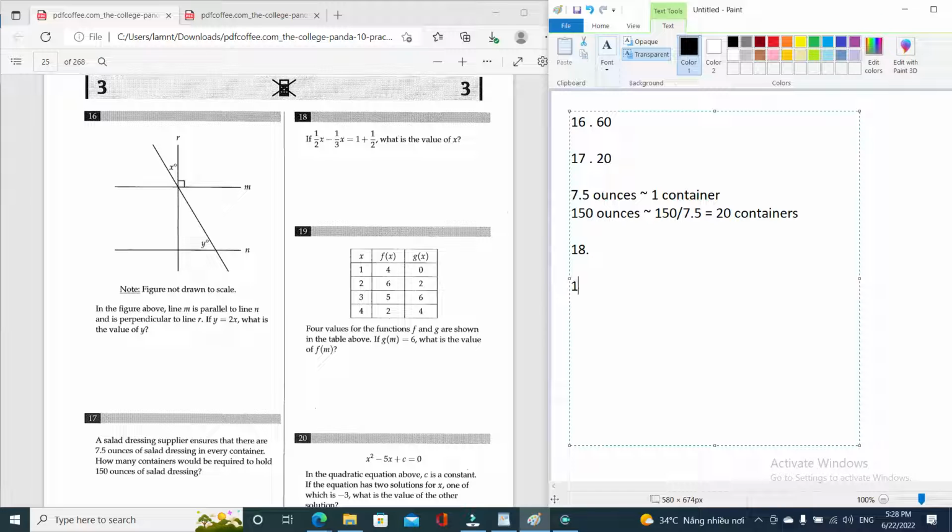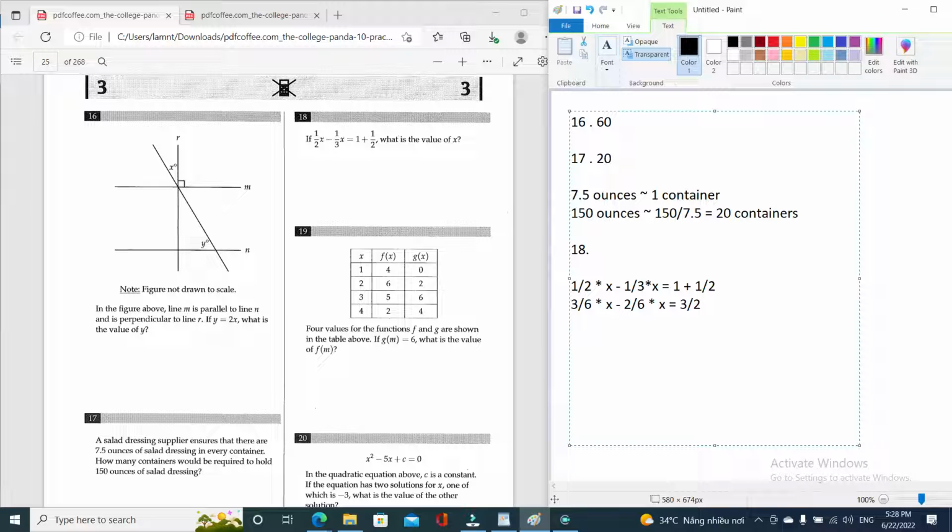Alright, so 1/2 of x minus 1/3 of x is equal to 1 plus 1/2. Okay, so this is 3 over 6, right? Because this half is 3 over 6 of x minus 2 over 6 of x. This is equal to 3 over 2, because 2 over 2 plus 1 over 2 is 3 over 2, right?